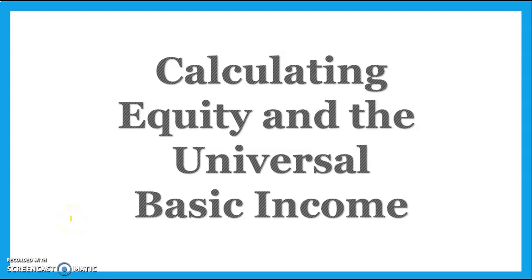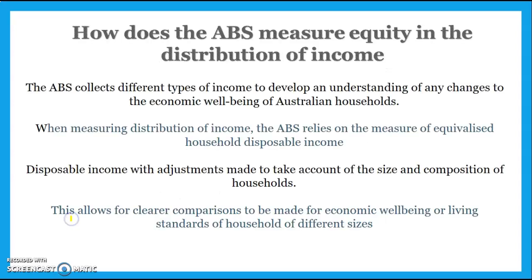Okay, in these next two videos, we're going to be looking at how we calculate equity. So you remember back some of the activities we did in class to look at how we calculate the Gini-Coefficient, and then what's meant by a universal basic income and some of the pros and cons associated with that. So starting from the start, the ABS collects different types of income to develop an understanding of how our economy is going and people's well-being.